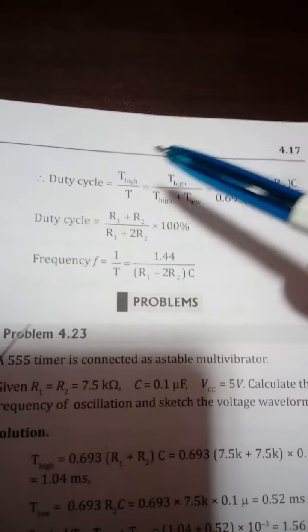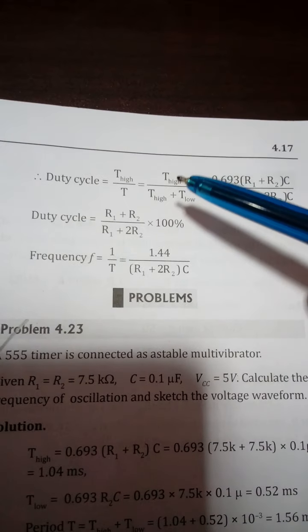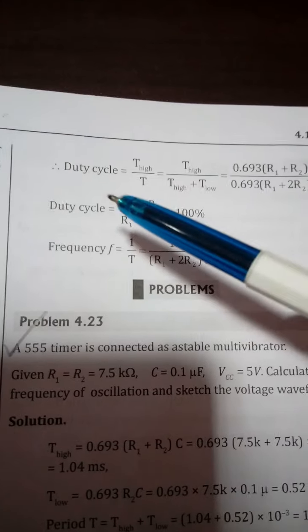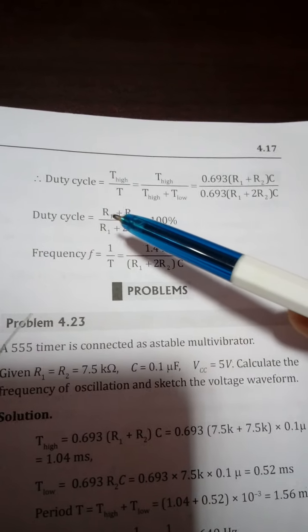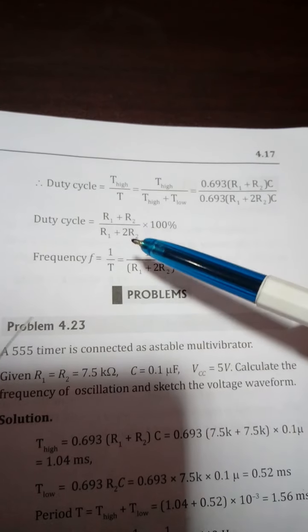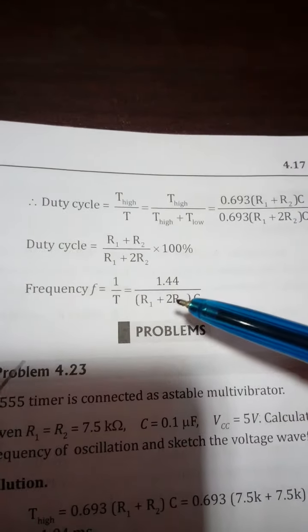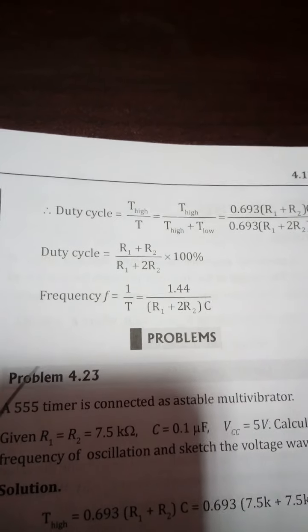The duty cycle is T high by T, which is T high by T high plus T low. If you substitute and solve, you get R1 plus R2 divided by R1 plus 2 R2, into 100%. And the frequency is 1 by T, which is 1.44 divided by R1 plus 2 R2 into C.